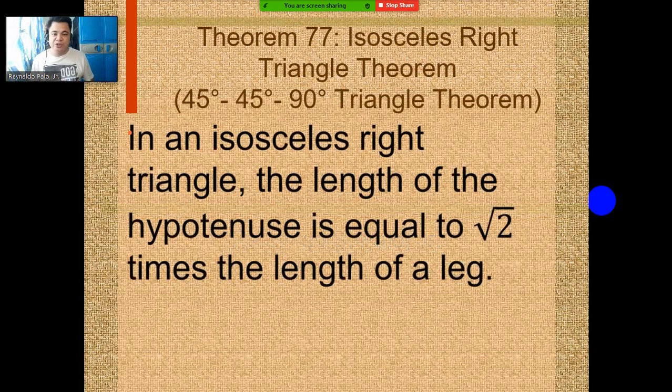So let's start first with Theorem 77, the Isosceles Right Triangle Theorem. We also call it the 45-45-90 triangle theorem. Here's the definition: in an isosceles right triangle, the length of the hypotenuse is equal to square root of 2 times the length of a leg. What do we mean by a 45-45-90 triangle? It means that two of the angles measure 45 degrees and one measures 90 degrees. If we add them, we get the degree measure of a triangle, which is 180 degrees.